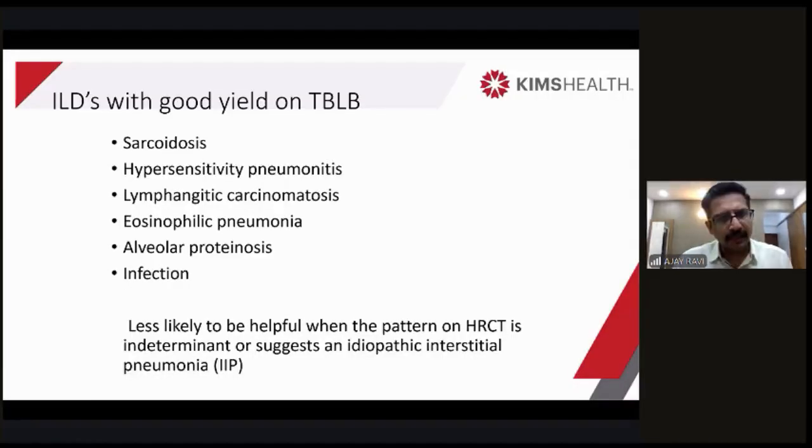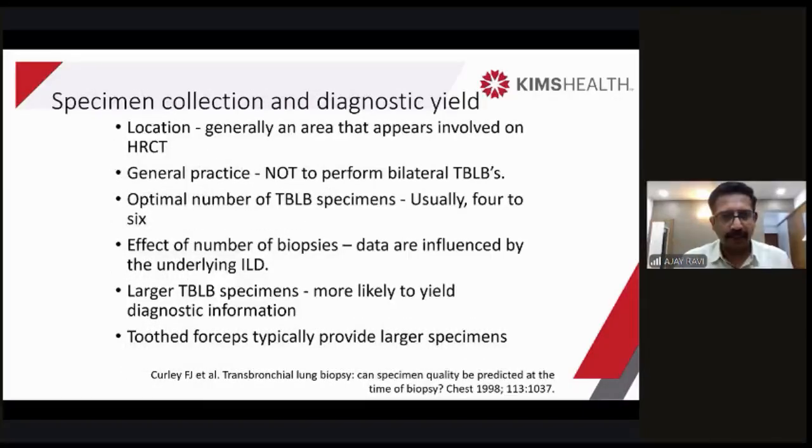So which ILDs? Sarcoidosis and central ILDs, which are predominantly peribronchial and central, such as sarcoidosis, HP, lymphangitis, eosinophilic pneumonias, alveolar proteinosis, infection, all these can yield with transbronchial lung biopsies. As a caution, you won't be doing it in both lungs, because you don't want to get a pneumothorax in both lungs. And the location has to be selected from the HRCT. You are not using a radial EBUS here.